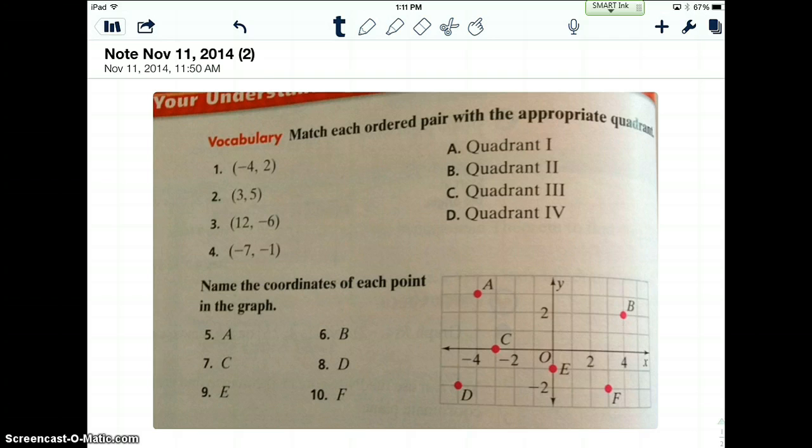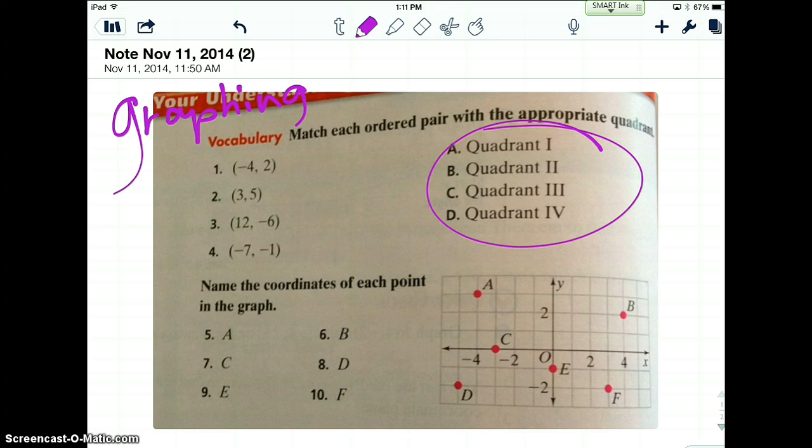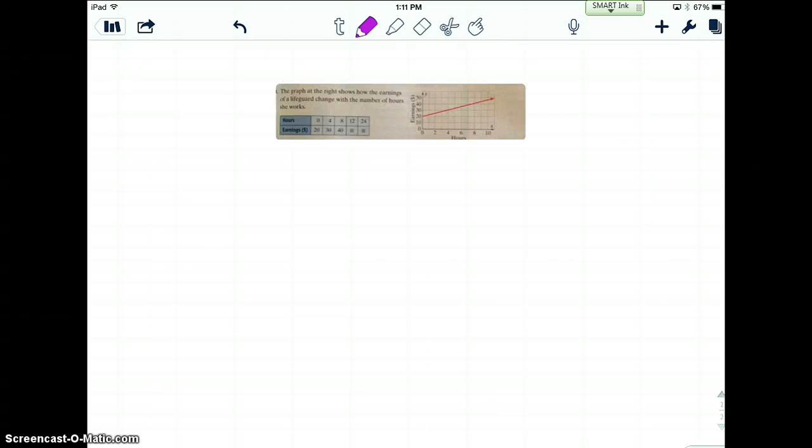First, let's just see what you remember from last year. Go ahead and label your paper as we're graphing, okay? As I'm looking through these problems, I notice you need to know where each quadrant is. So let's start out by looking at a Cartesian plane.